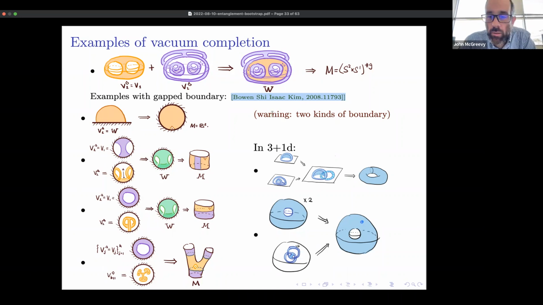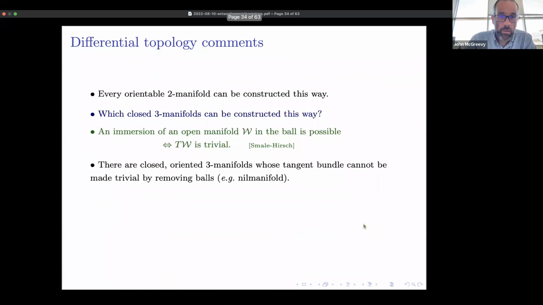In 2 dimensions, or in 3 dimensions, we can consider a pure state on, say, a solid torus with a gap boundary, or a sphere shell with a gap boundary. And we can make reference states by this procedure of vacuum completion that I described. Okay, so let me make some differential topology comments.